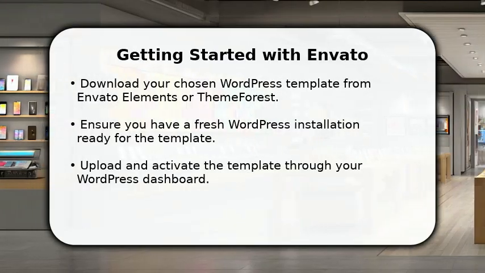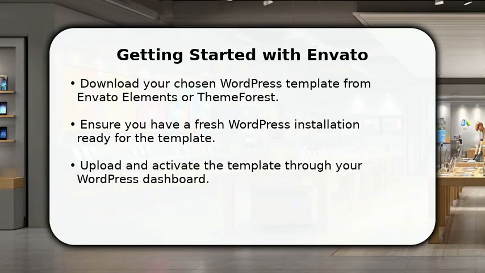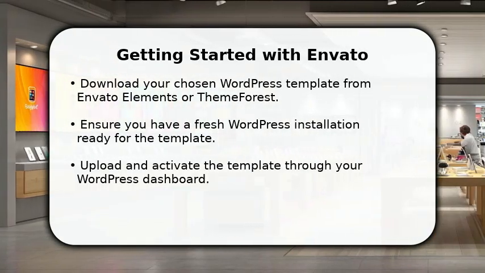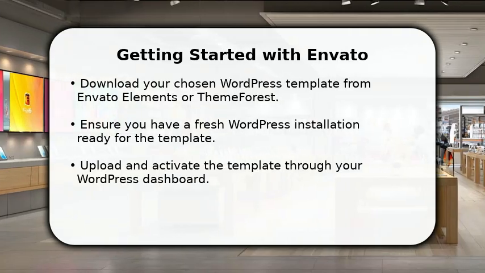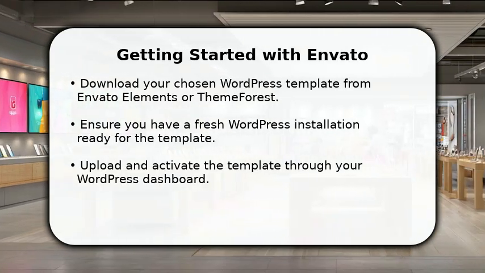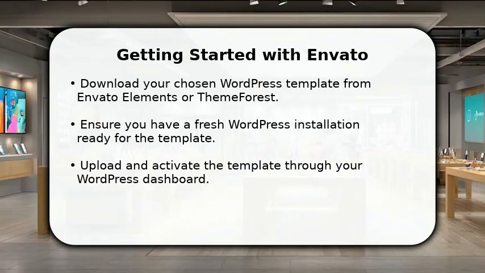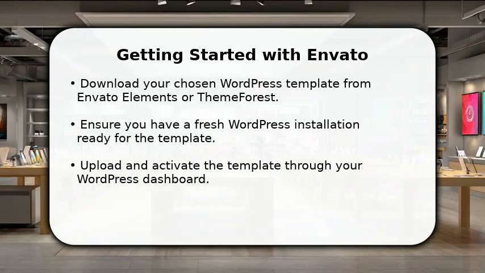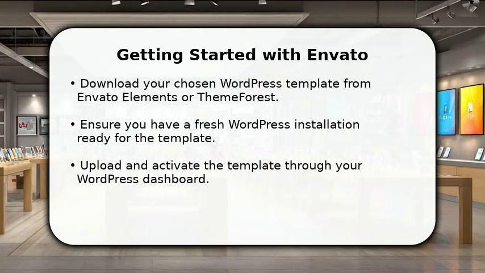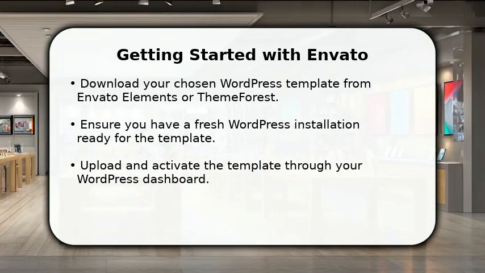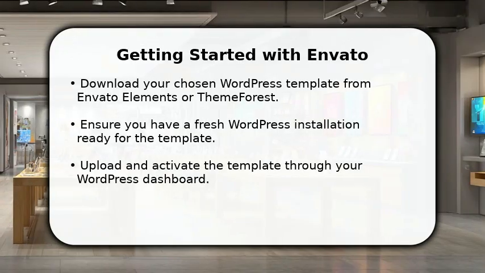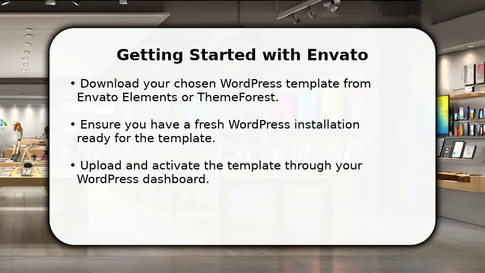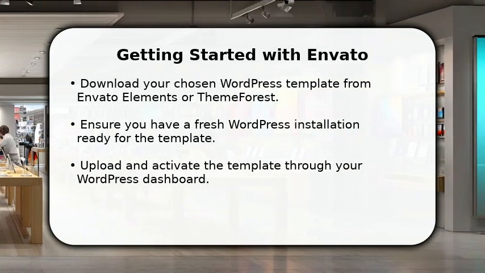In this video, I will explain how to use Envato WordPress templates. First, you'll need to download your desired template from Envato Elements or Theme Forest. Make sure you have a clean WordPress installation prepared. Then, navigate to your WordPress dashboard, go to Appearance, then Themes, and upload the template file. Once uploaded, activate it to begin the installation process. This initial step is crucial for a smooth setup.